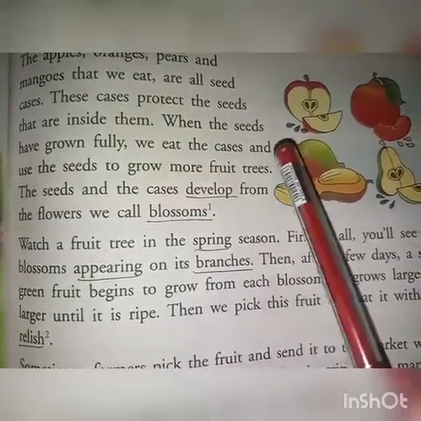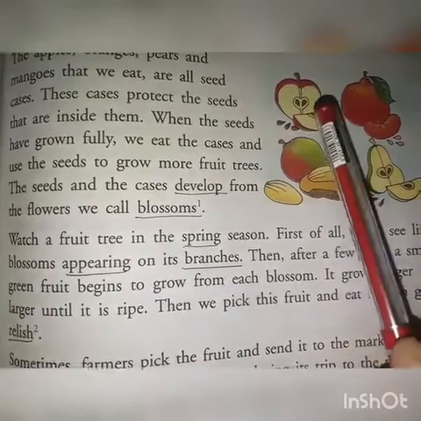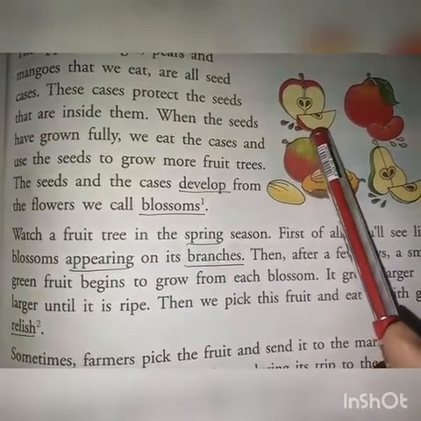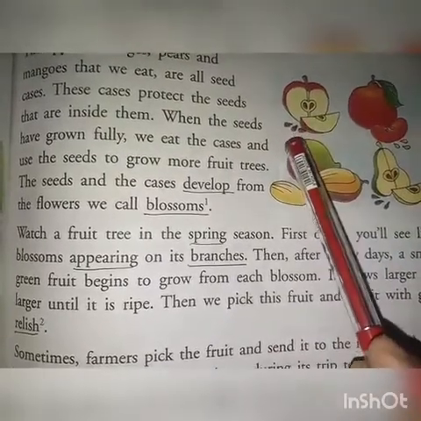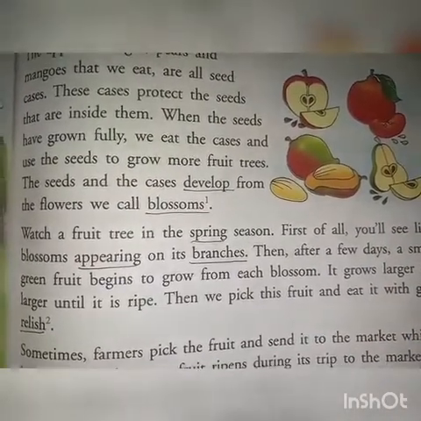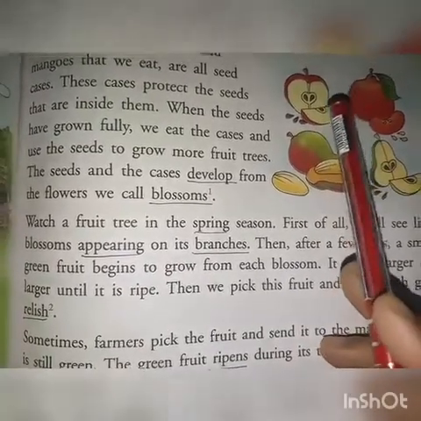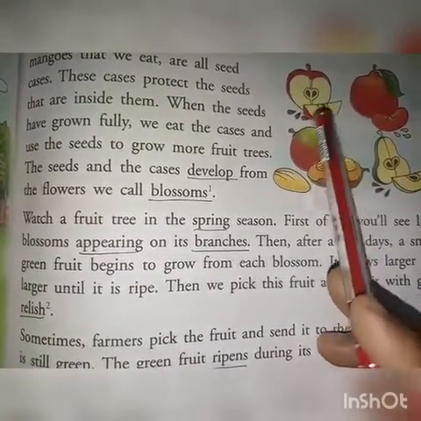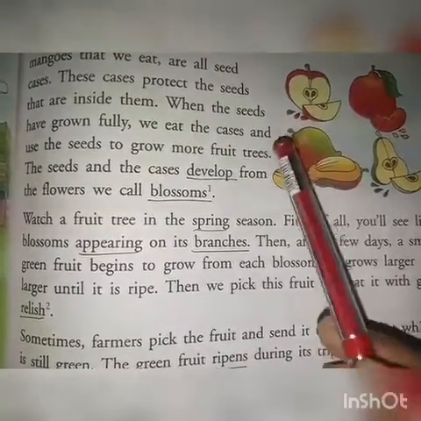We eat the case and the seeds that remain, we throw away, or these seeds are again used by the farmers to grow some more fruit trees. From these seeds only the other trees also bear fruit. More fruit trees of the similar type are grown. जैसे कि एप्पल है तो एप्पल खाया, उसका बीज रखा, फिर उसके बाद उसी सीड्स में से दूसरे एप्पल ट्रीज को ग्रो करते हैं.